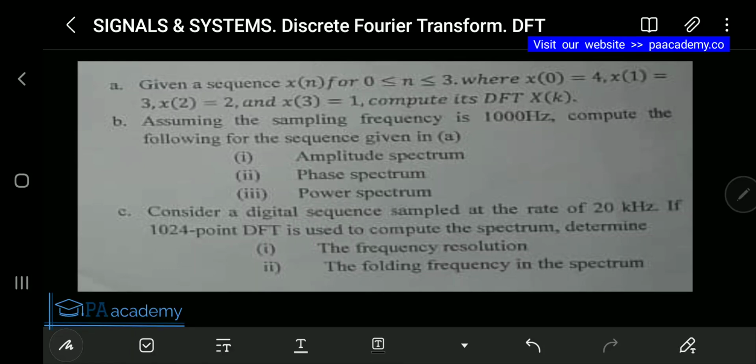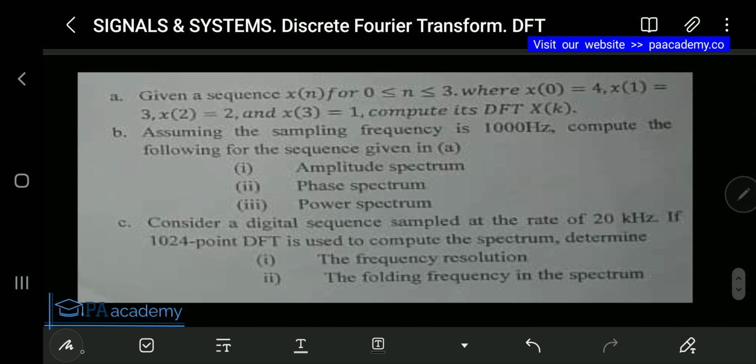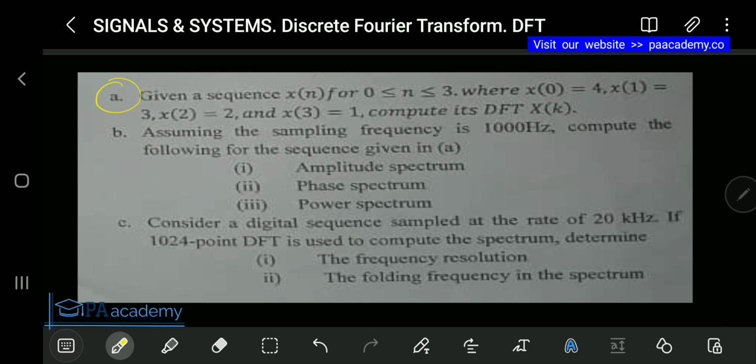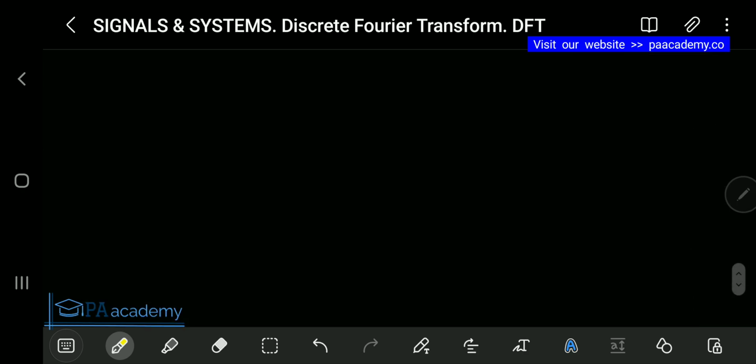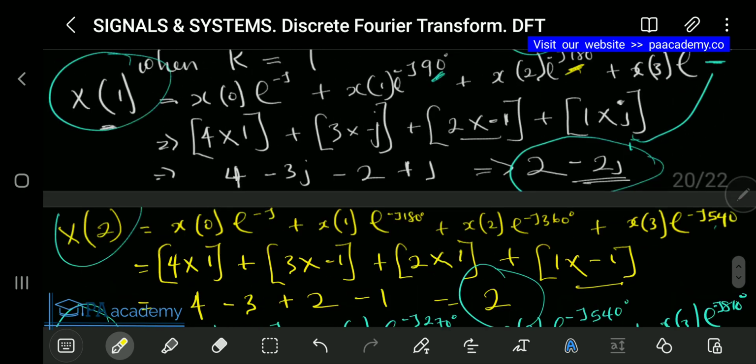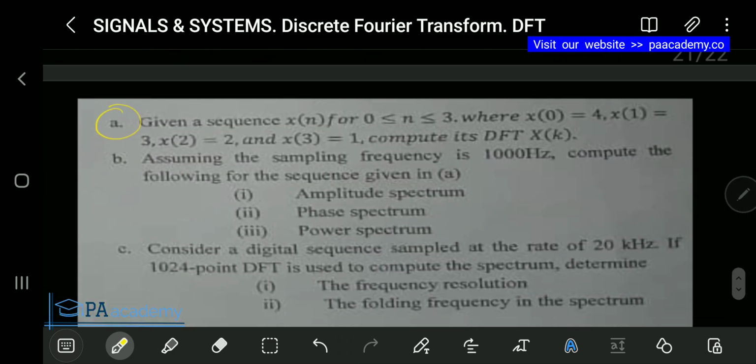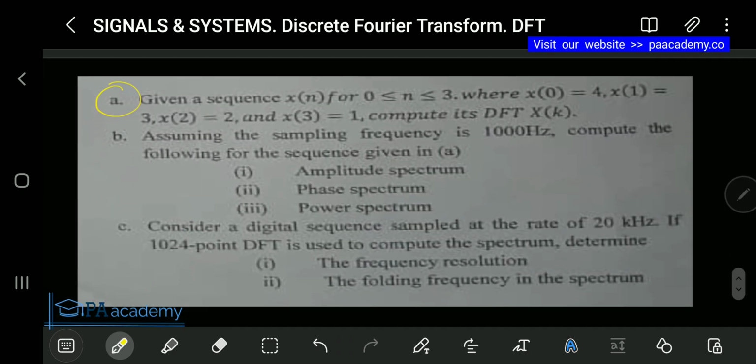So this is a continuation to the question you're currently seeing on your screen. In the previous part of this video, we've solved the A part of it, which is this one. If you missed that part, you might just check the playlist on Signals and Systems. You'll find it. So these are just the solutions. So now in this particular one, we want to look at the B part.